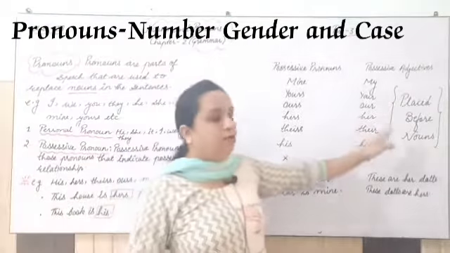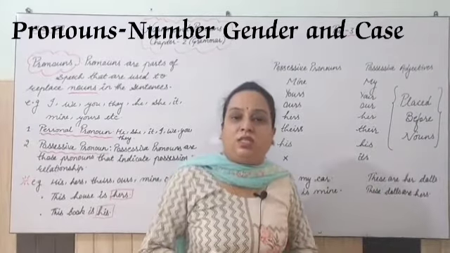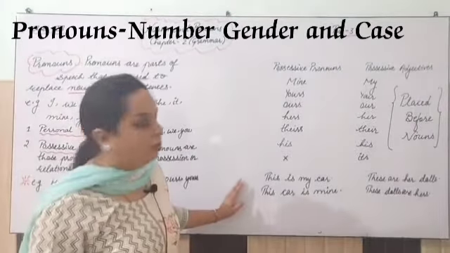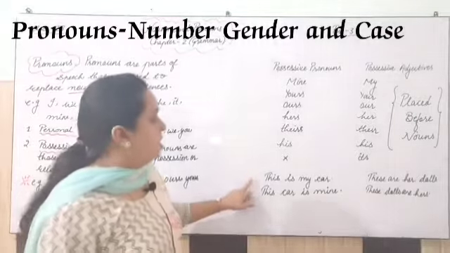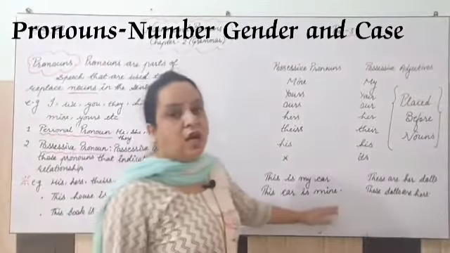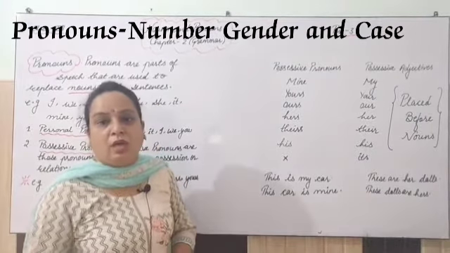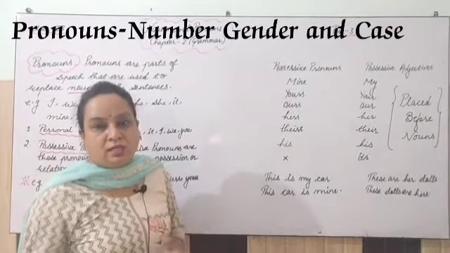And when a noun is given, that is a possessive adjective. So that is the very basic difference. Let's understand with the help of some more examples. The first sentence I have written here: this is my car, right? And the second is: this car is mine. This is my car and this car is mine. If we see the meaning of both, it is exactly the same.